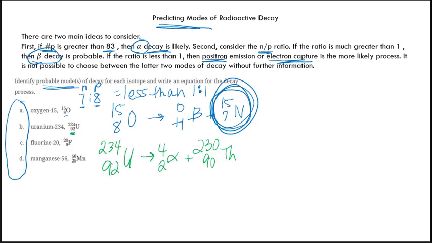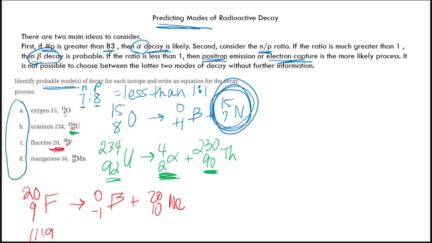This uranium has an atomic number greater than bismuth, greater than 83, so most likely alpha decay is going to occur. So if I have 92 on the left and alpha decay is occurring, that means my other element that it's decaying to is 90. 234 was the mass. 4 of that is alpha, so this mass of thorium will be 230.